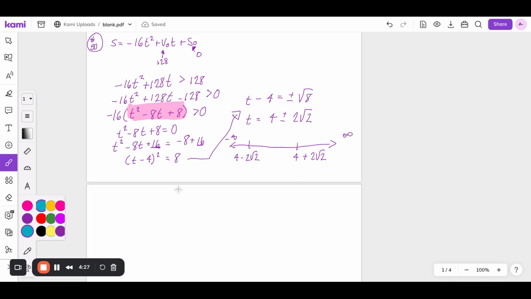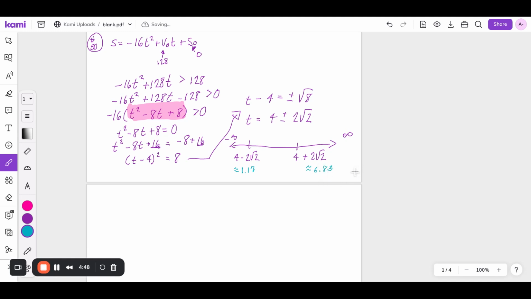Again, you will need to get the decimal approximation for these. This one is approximately 1.17. And this value is approximately 6.83.